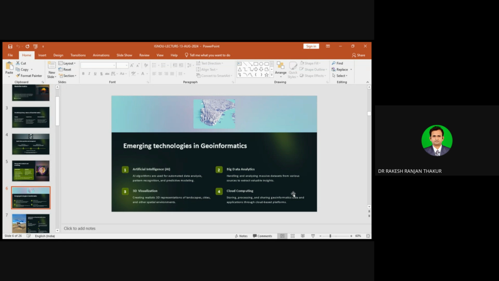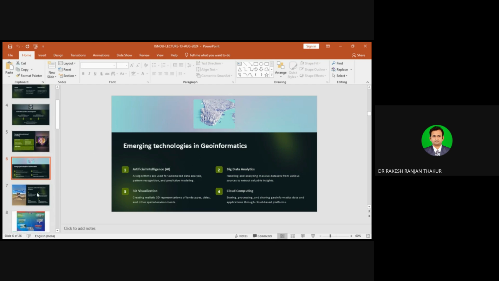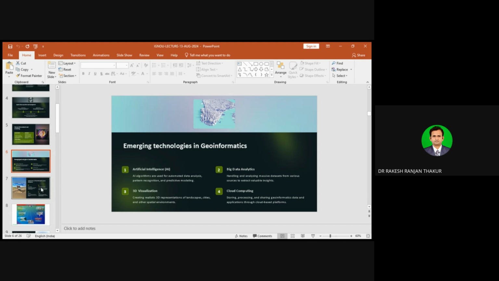So if you are able to visualize it in a 3D way, you can definitely plan in a very smart way in comparison to a person who has the dataset in a two-dimensional picture. So these are also emerging technologies. These technologies are integrated with geoinformatics, and we are getting very good results in terms of our research and our applications.